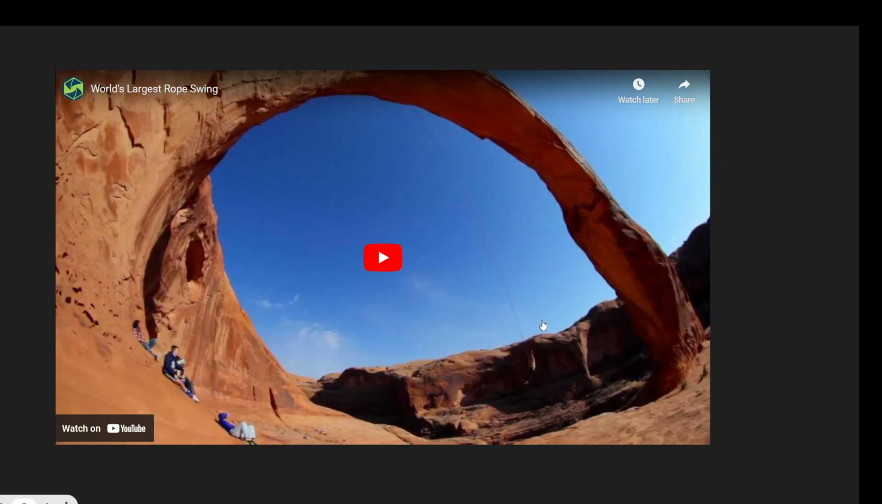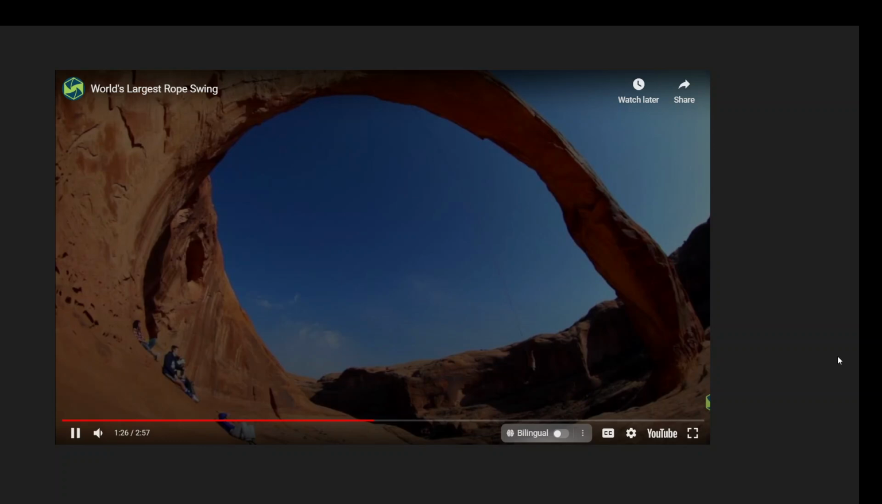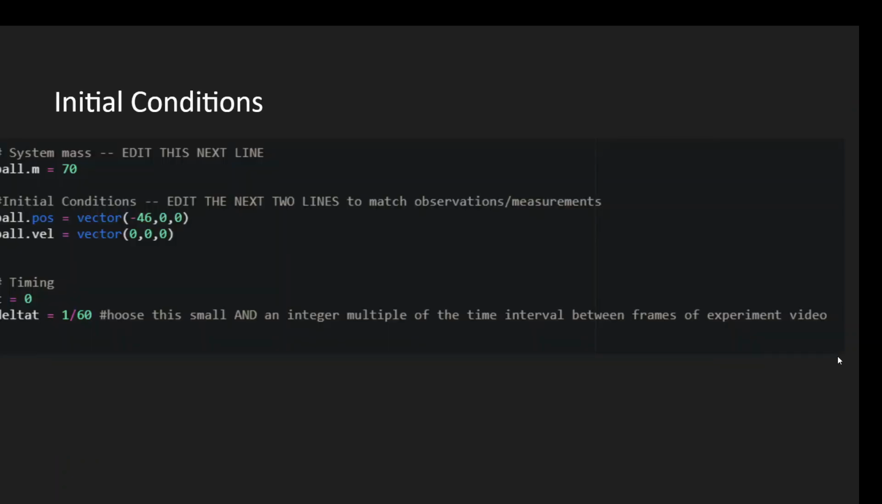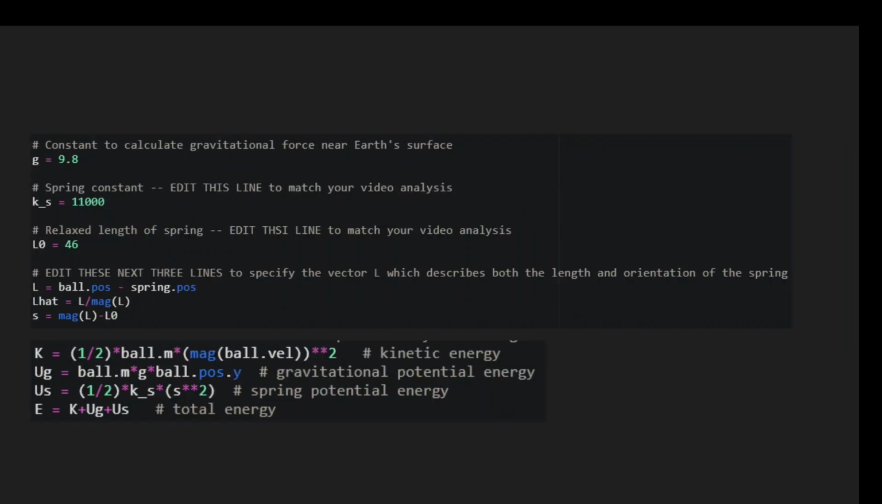Unfortunately, it's hard to track this data in Tracker. So I'll just give the GlowScript coding. I assume that the ball mass, which is the human but I use as a ball, is 70 kilograms, and the ball position is about minus 4600, and the ball velocity is 0, 0, 0, as the length of the string is about 46 meters. I'm going to use g as 9.8, and the spring constant is 11,000. Later, I will discuss why the rope is treated as a spring constant.